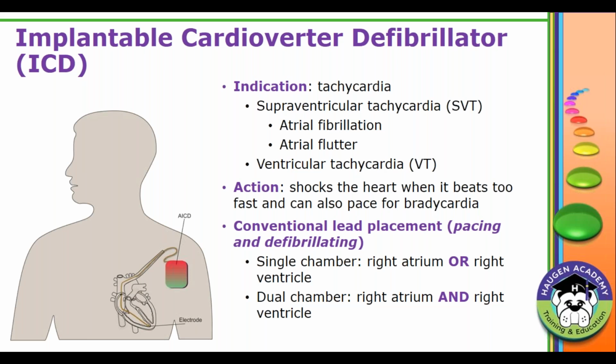So the conditions that we're looking at treating here could be a supraventricular tachycardia, A-fib, flutter, or ventricular tachycardia. It could also be tachy-brady syndrome for patients who fluctuate between that fast and that slow heart rate. And the action of this is, in addition to being able to pace, it can shock the heart when it beats too fast, in addition to pacing for bradycardia.